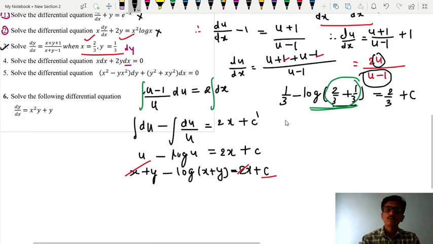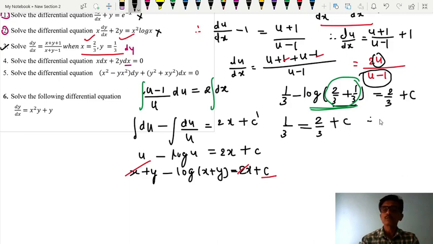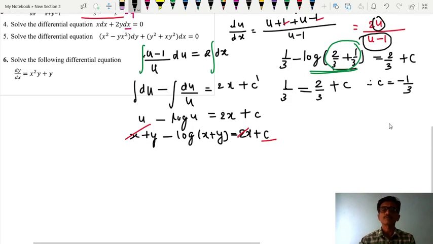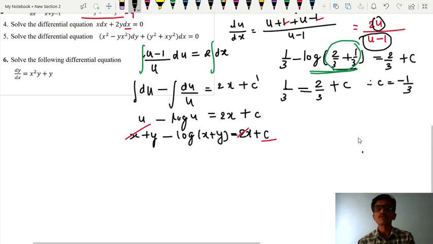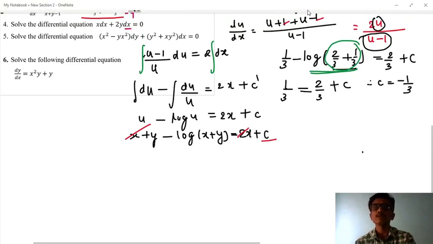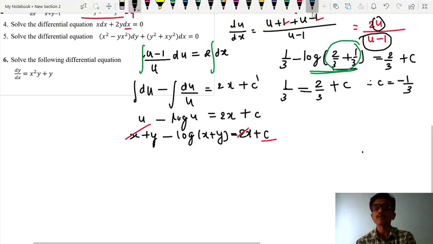So 1 by 3 is equal to 2 by 3 plus c. Therefore c is equal to minus 1 by 3. Then our particular solution will be what? Then our particular solution will be, here we are getting c is equal to minus 1 by 3. आपको c का वैल्यू कितना आया है? c का वैल्यू minus 1 by 3 आया है.